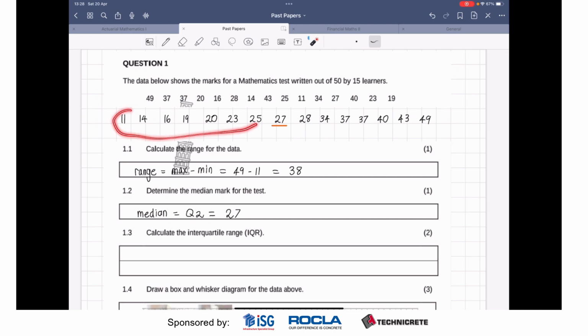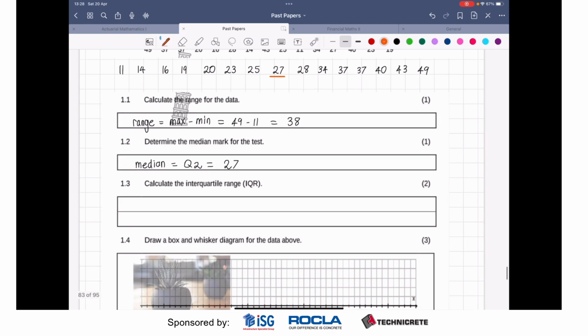So for this lower group, I just do the same thing. So I'm going to have this, and my Q1 is 19. And then for the upper group, same thing, and my Q3 is going to be 37. So my interquartile range is my upper quartile minus my lower quartile. We said this one was 37 and this one is 19. So the interquartile range is 18.